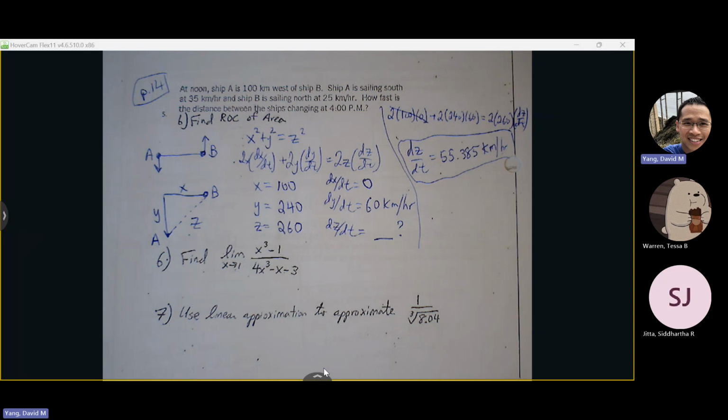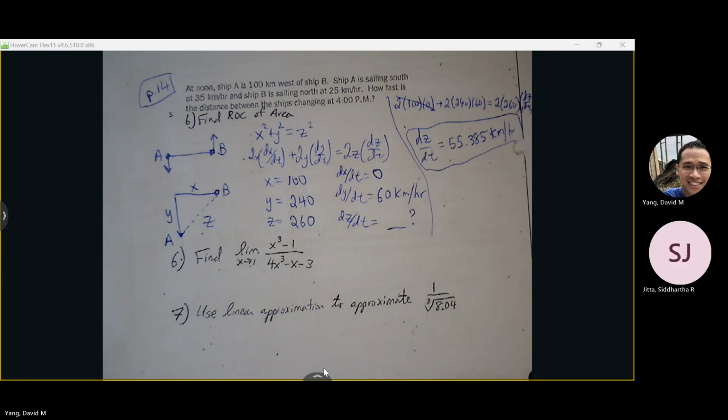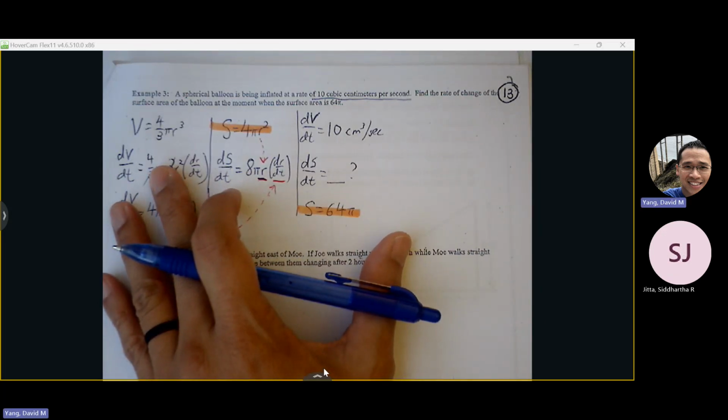Example 3 on page 13 of the packet. This is Example 3. Okay. I don't know how to approach it. Okay, so this is in our notes packet here.